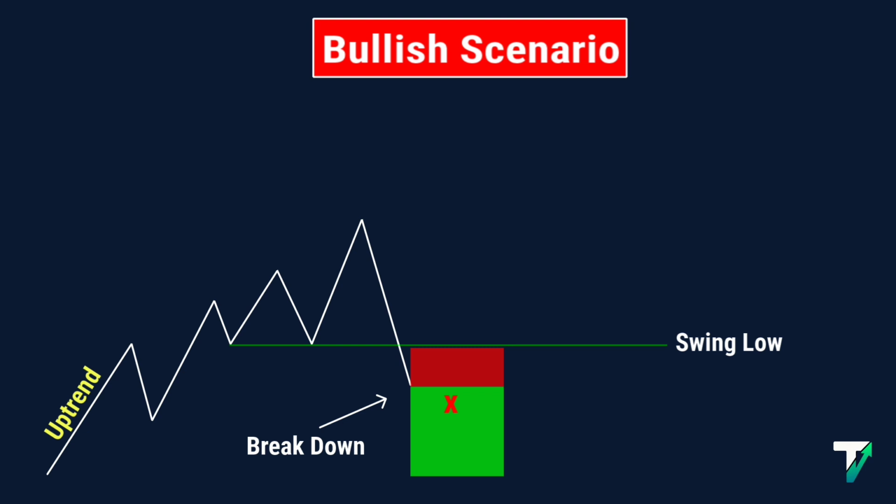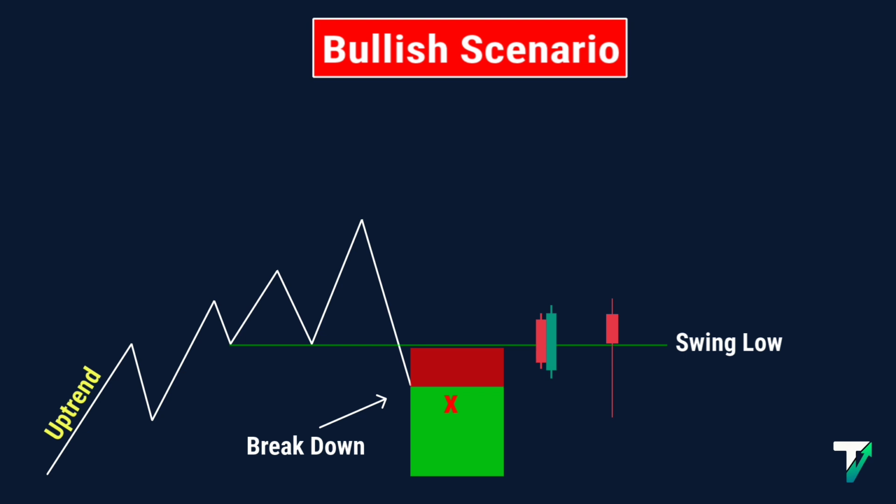You'll see a strong red candle crash through a swing low, making it look like a real bearish move. But then comes the twist. Right after that, a green candle pops up. Or maybe a candle with a long lower wick hinting at a reversal. That's the signature of a liquidity sweep in action.